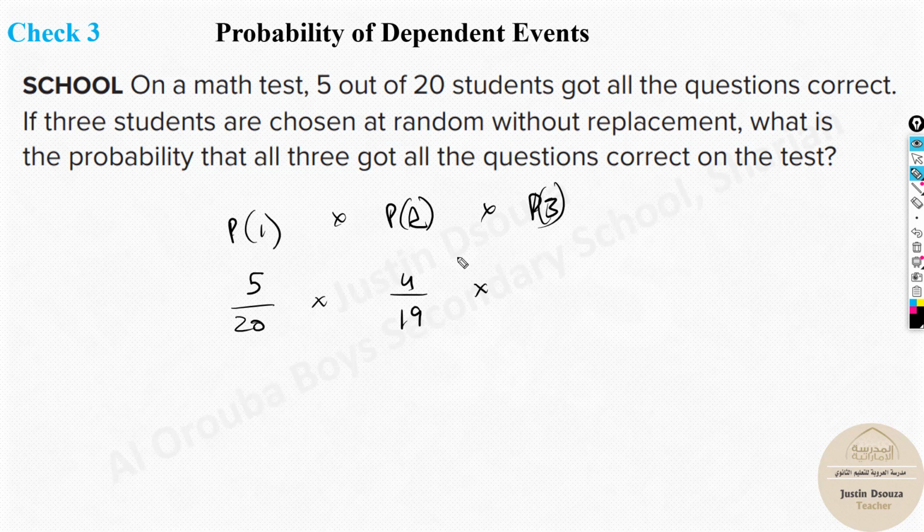So now it was 4 out of 19, and now this student is also gone, already once chosen. So what is the probability for the third time? When you're choosing another student, what is the probability that again he will have full marks on the math test? 2 are gone, so you're remaining only with 3 by 18 now. Just put all these three numbers in the calculator and you will have your answer. So the answer must be 1 by 114.